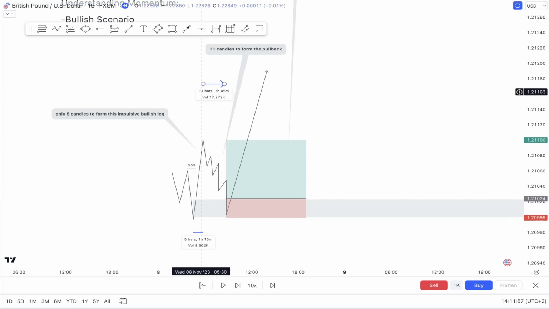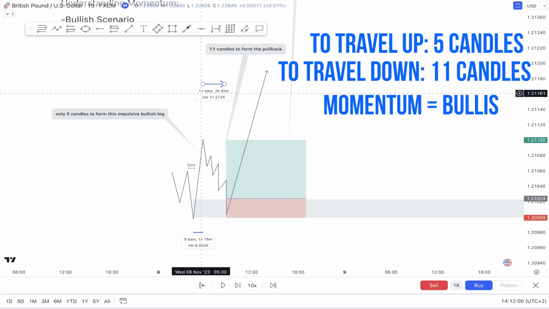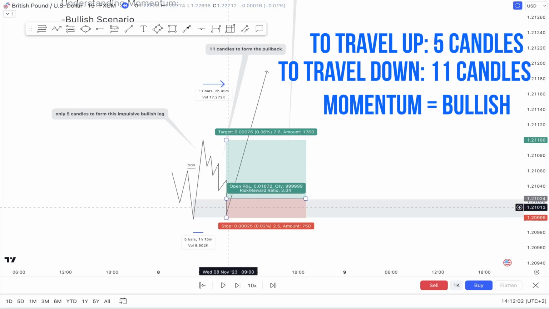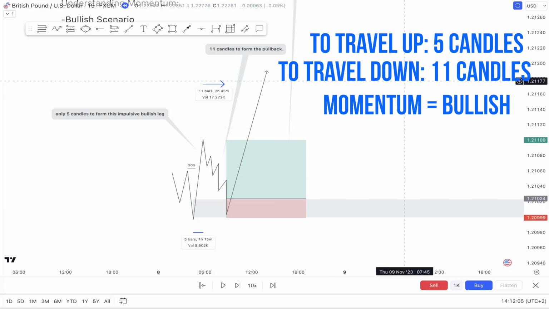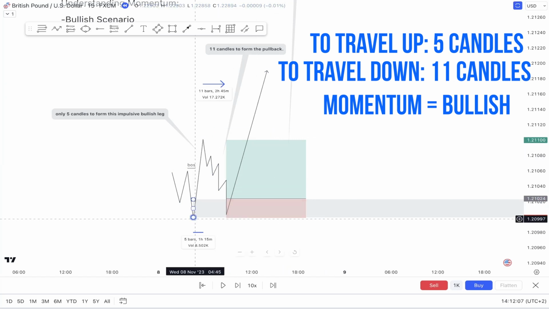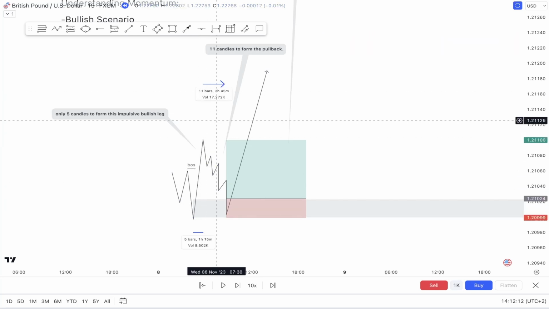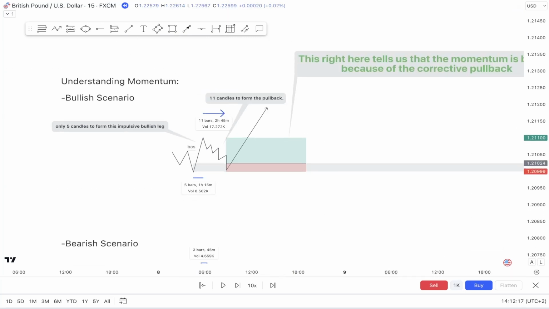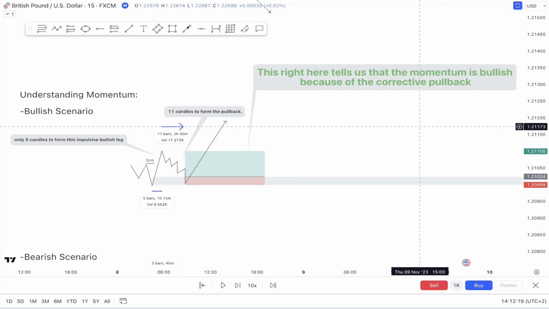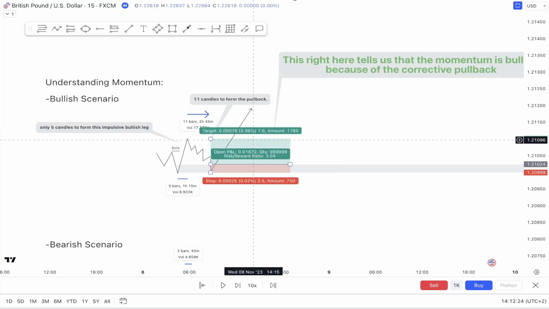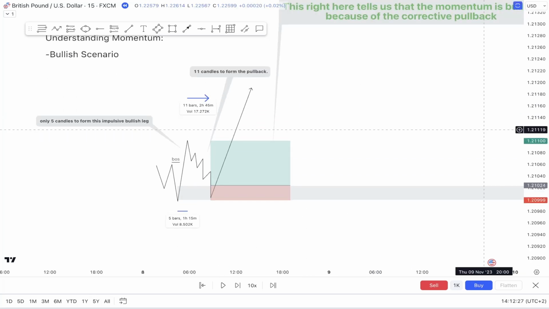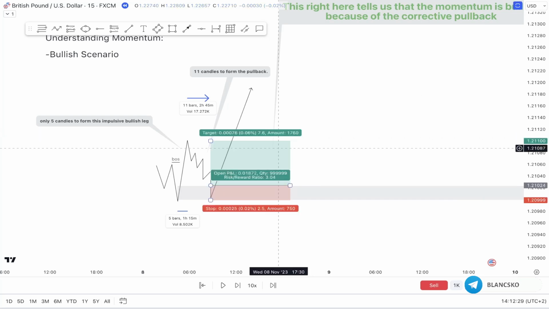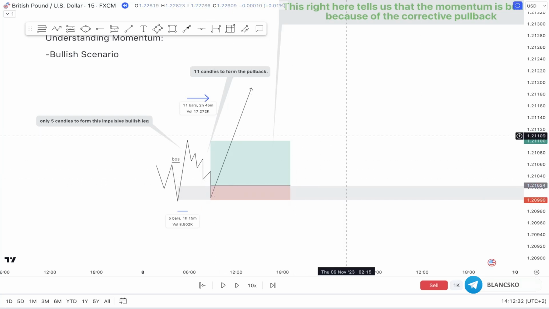And we can see that it took price 11 candles to travel all the way from here towards our point of interest. So knowing that it only took price 5 candles to travel all this way, and then it took price 11 candles to travel only to our point of interest, this is a clear sign that we have a corrective pullback and that the momentum is bullish. Okay, that the overall momentum is bullish. And because of that, it is an extra layer, an extra confluence for us to take this setup. Okay, so this is the bullish scenario.